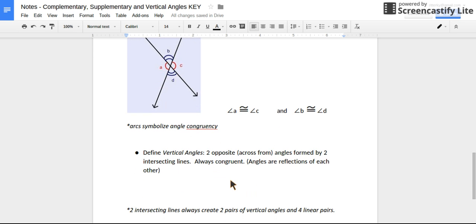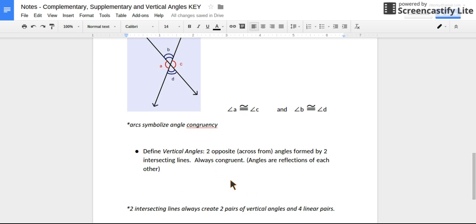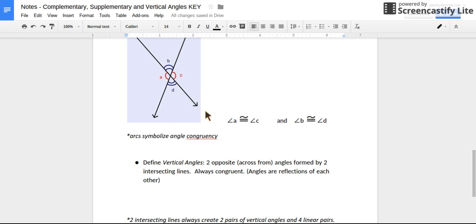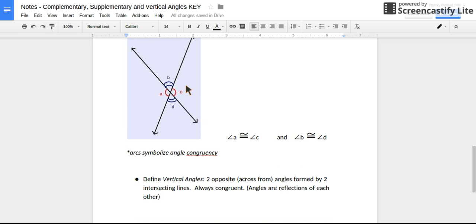There are always two pairs of vertical angles, and there are always 4 linear pairs anytime two lines come together or intersect. And so A and B are a linear pair, B and C are a linear pair, C and D are a linear pair, and D and A are a linear pair. So we got 4 pairs of supplements. And we also have 2 pairs of vertical angles, and that happens anytime two lines cross each other.